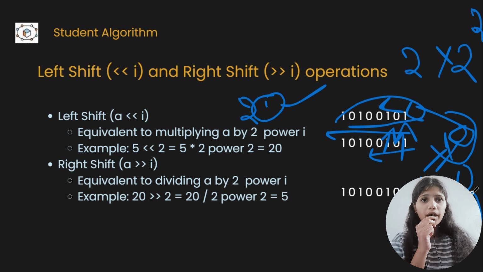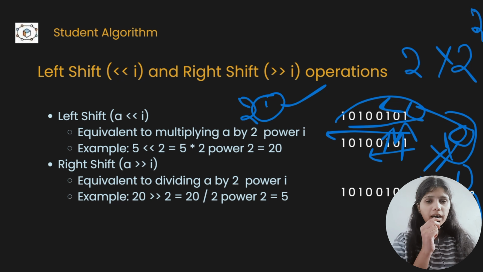So similarly, when you shift to the left, the value increases, and we need to multiply with 2 power I. Suppose I shifted 5 two times, then what is the value? 5 into 2 power 2, because I shifted 2 times, so the answer will be 20. Got it?